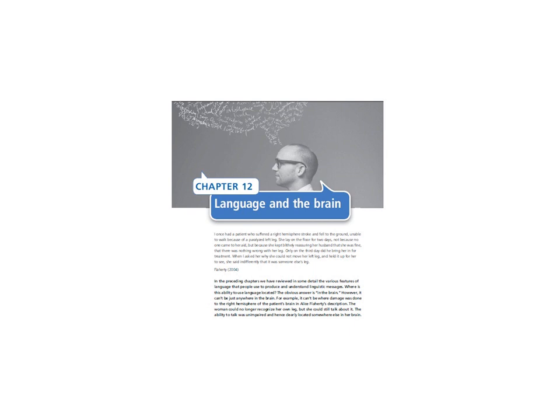For example, it cannot be where damage was done to the right hemisphere of the patient's brain in Alice Flaherty's description. The woman could no longer recognize her own leg, but she could still talk about it. The ability to talk was unimpaired and hence clearly located somewhere else in the brain.